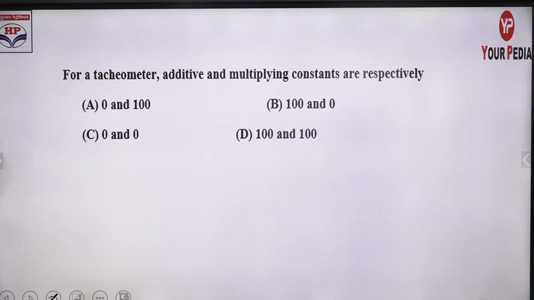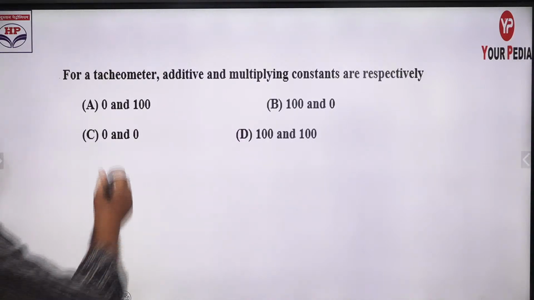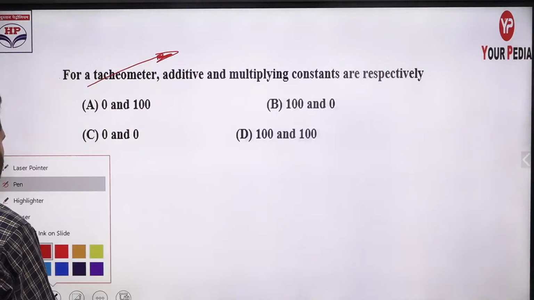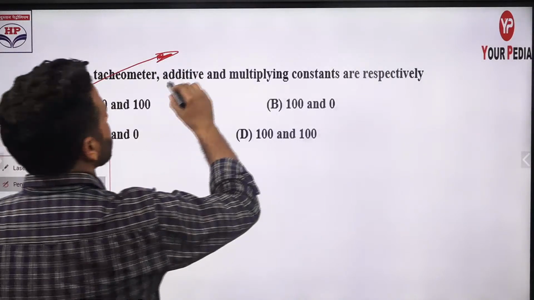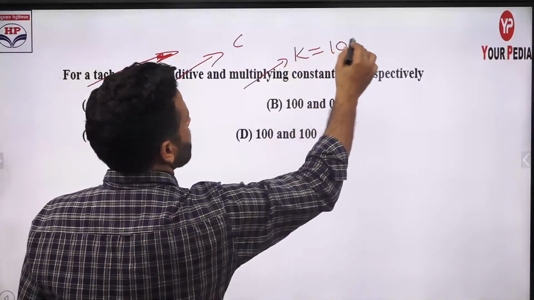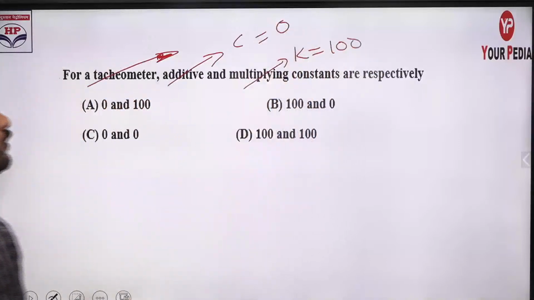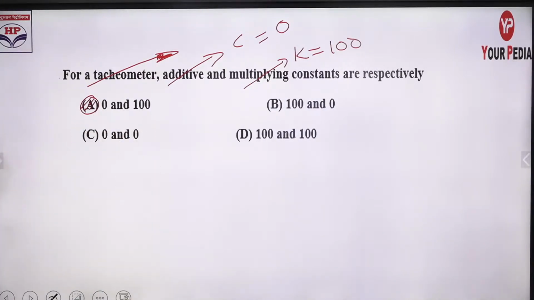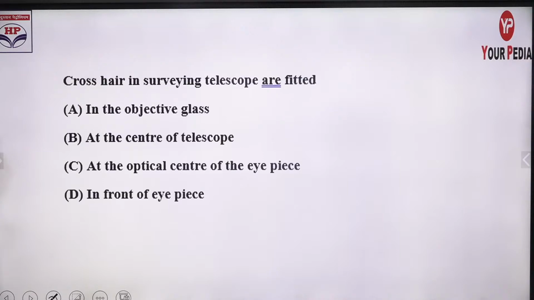Next question, for a tacheometer. Whenever the word tacheometer comes, I already told you, this is the advance or modification of the theodolite having an anallactic lens, in which the multiplying constant is 100 and the additive constant is 0. So what I wrote first? Additive constant will be 0 and multiplying constant will be 100 for the anallactic lens. Okay, so let's proceed ahead.